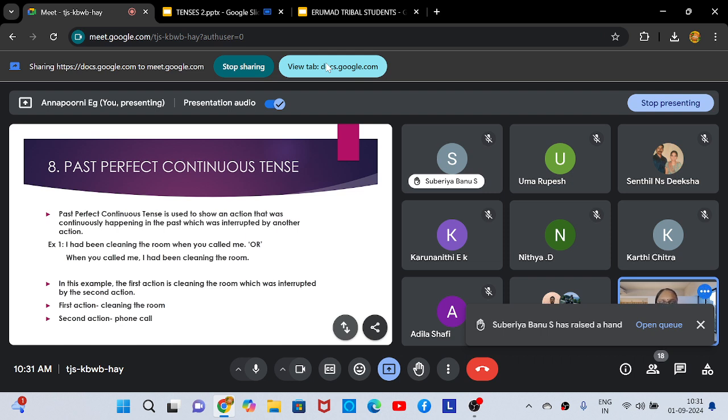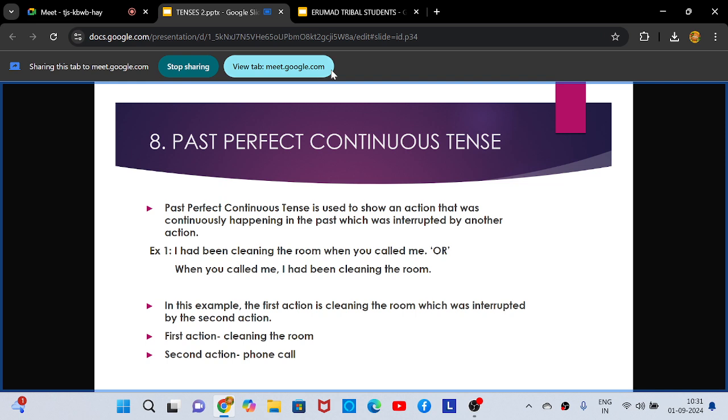Yes, Namira? Interrupted னா என்னது மேம்? Interrupted னா குறுக்க வருது. Okay. That is to break an action. Okay, fine. So in this example, the first action is cleaning the room and it is interrupted by the second action. So here first action is cleaning the room and second action is your phone call.